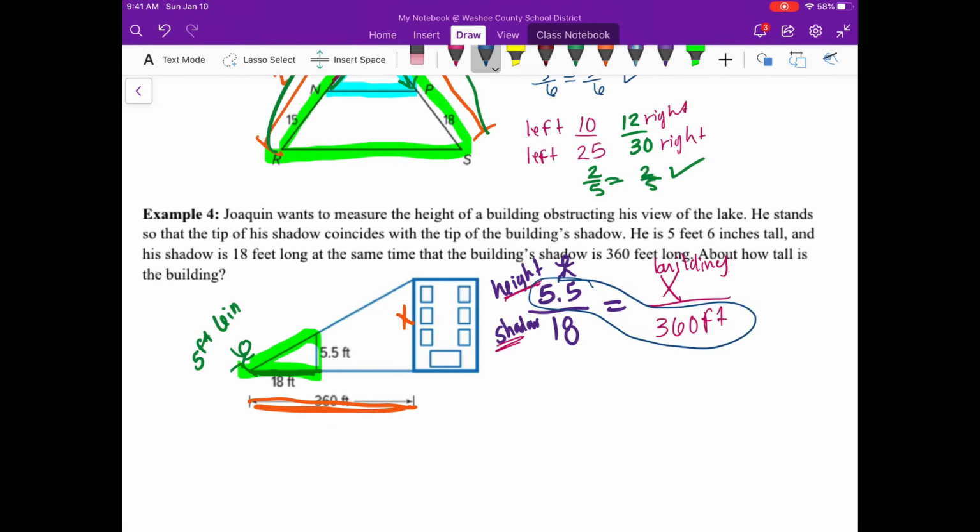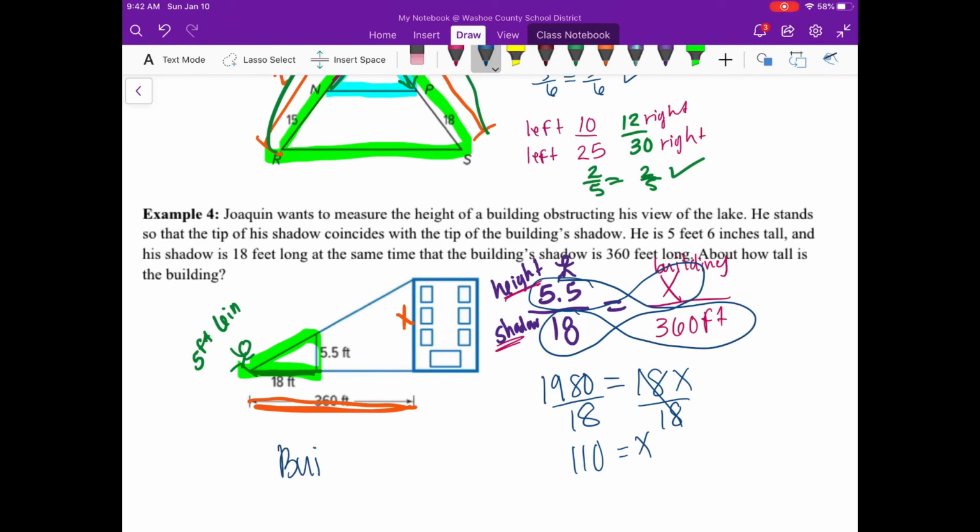So now that we set up a proportion, this is just cross multiplication. So I'm going to grab my calculator and I'm going to cross multiply. 5.5 times 360 gives me 1,980. And then 18 times x, I'm just going to write as 18x. Then I'm going to divide both sides by 18. And that gives me 110, which is x.